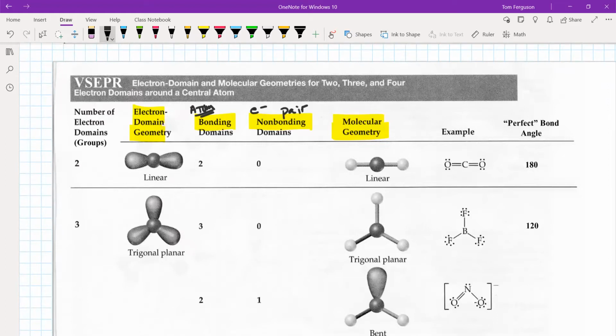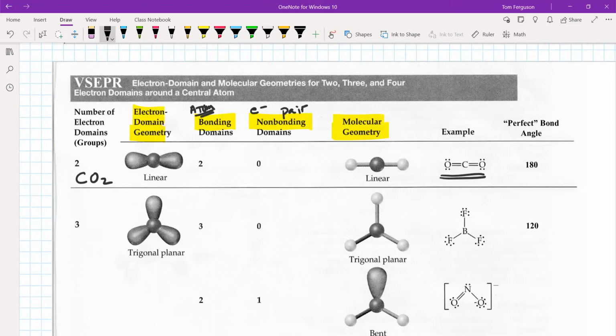Okay, so if we go back to carbon dioxide, it's going to look like this. We're talking about the carbon now, because the carbon is a central atom, not the oxygens, because the oxygens only have one atom attached. Carbon is the only one that has two or more atoms attached. So carbon is a central atom.